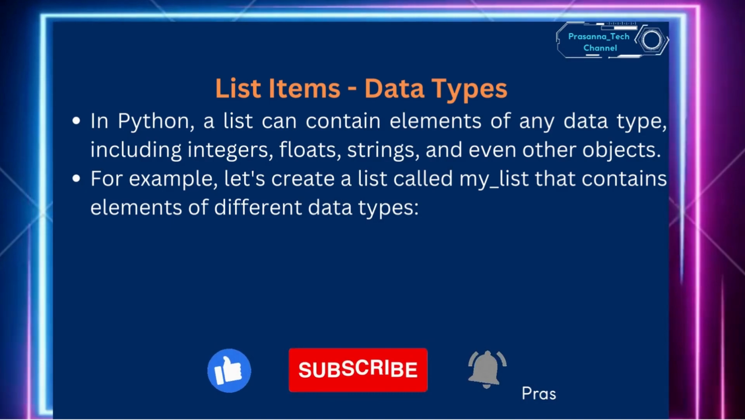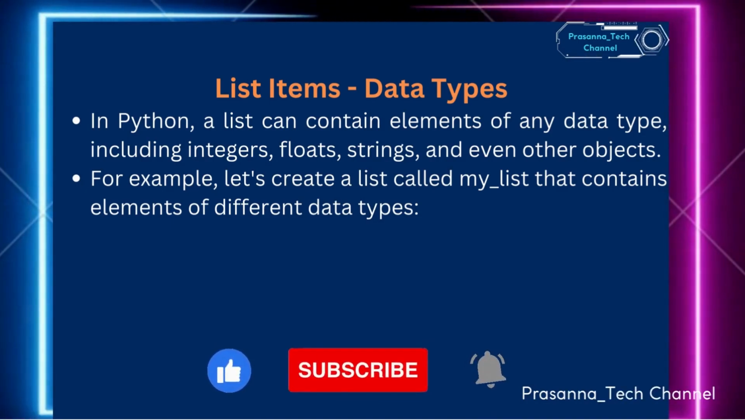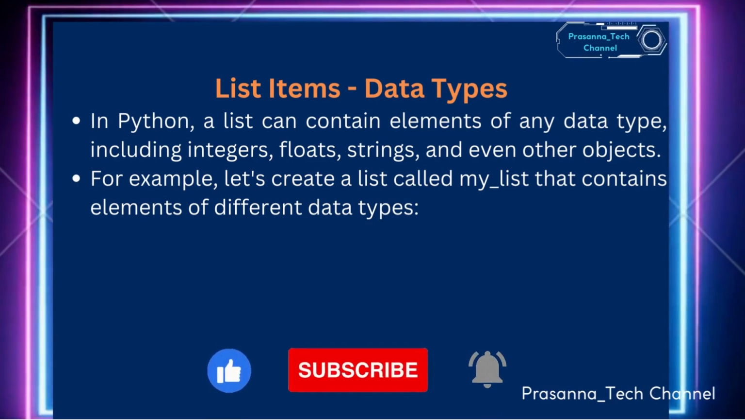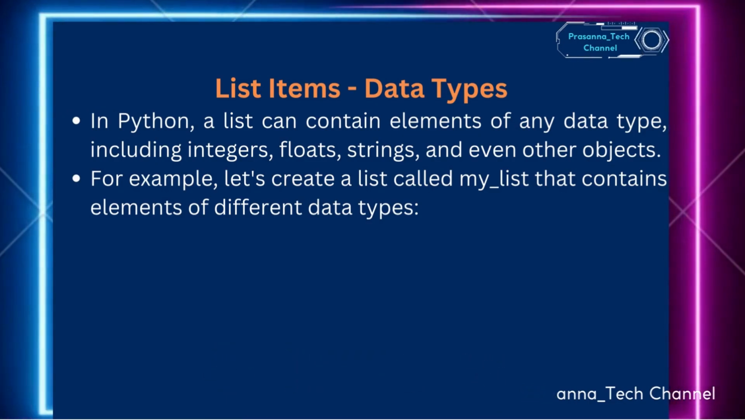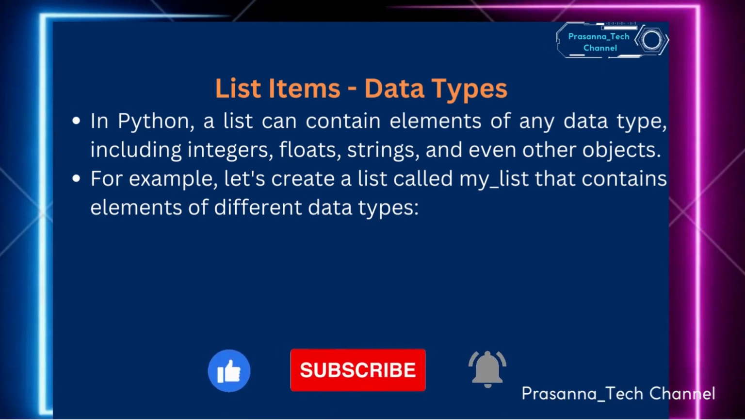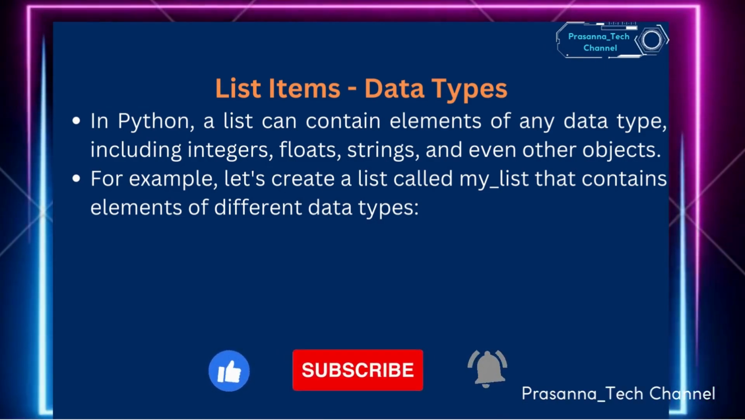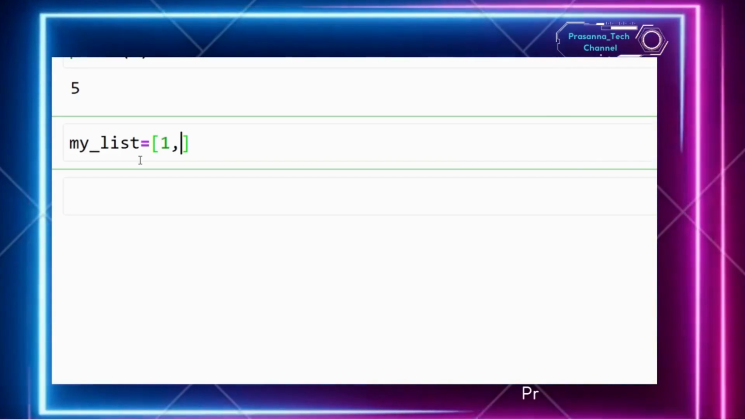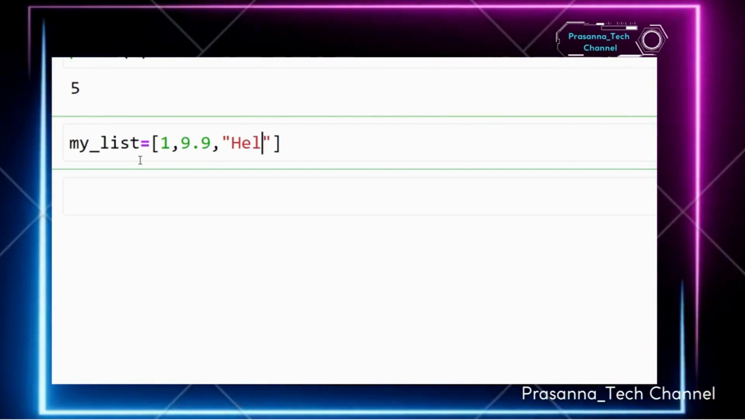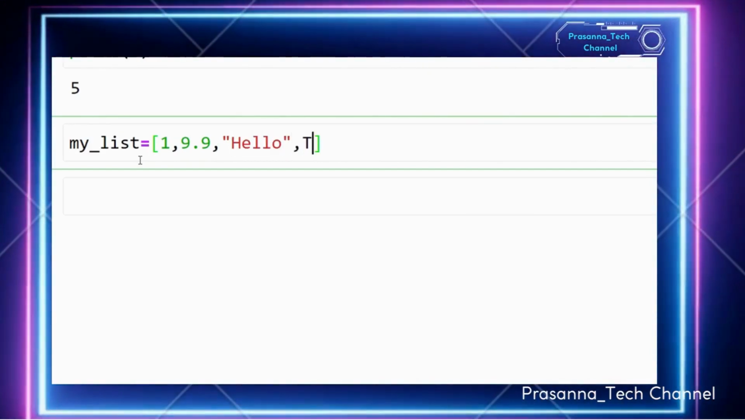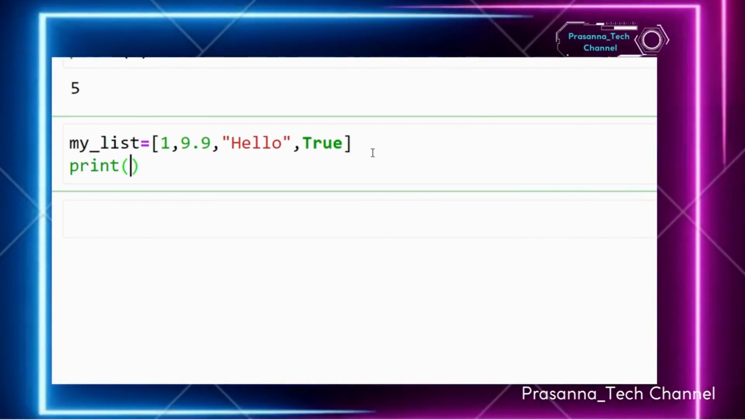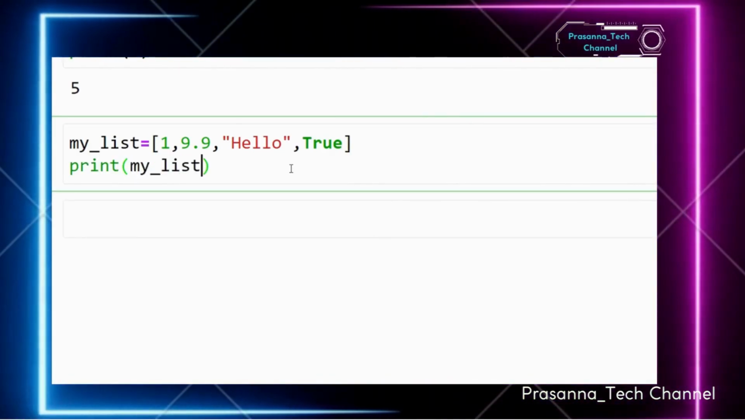List items data types. In Python, a list can contain elements of any data type, including integers, floats, strings, and even other objects. For example, let's create a list called mylist that contains elements of different data types. mylist equals 1, 9.9, hello, True. Print mylist. As a result, it is going to print whatever we have passed inside that mylist.